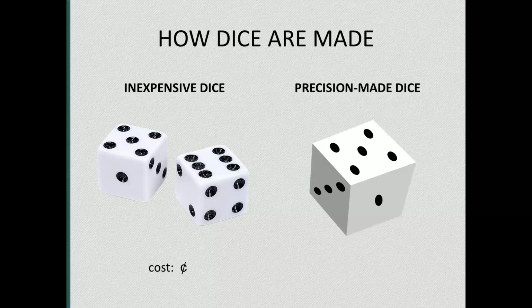The precision-made dice deal with this. They fill those holes in with material of the same density but a contrasting color, then smooth things off so you've got a near perfect cube. They're very well balanced, but they're also pretty expensive, several dollars a piece.